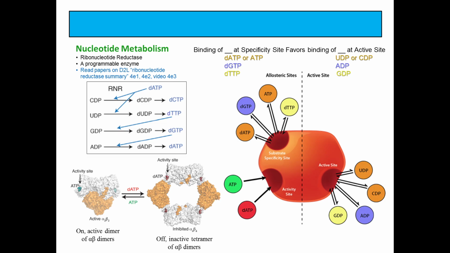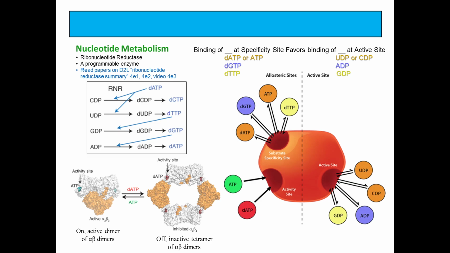The 2 sites on the left, the allosteric sites, are either the on-off switch, the activity site, but down below, or the substrate specificity site. This is the programmable site, right? The one above. Right, so it looks like a lot of things are going on, and I actually like this figure because it describes it fairly well.